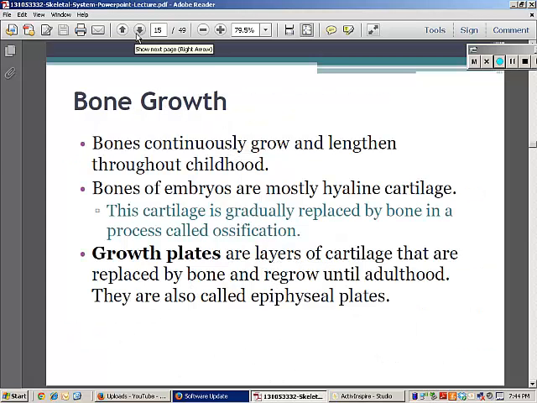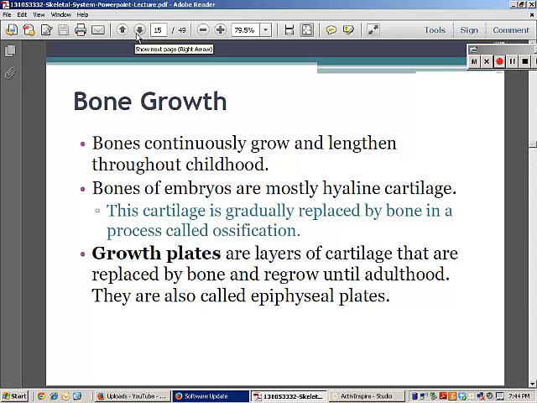So let's talk a little bit about bone growth and how it happens. Bones are continuously growing in length throughout childhood. You know that because many of you are a different height than you were when you were a child. If you're anything like me, well, you're not that much different than you were when you were a child. I didn't seem to grow very much.